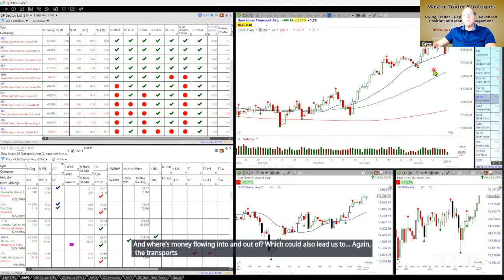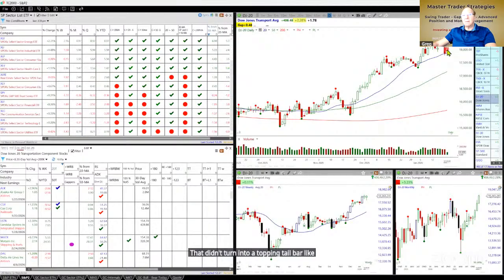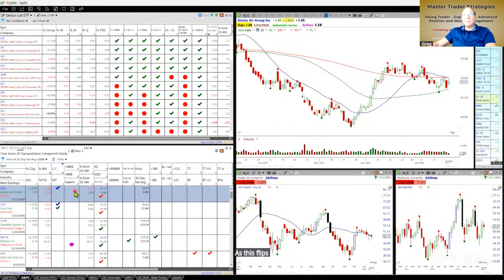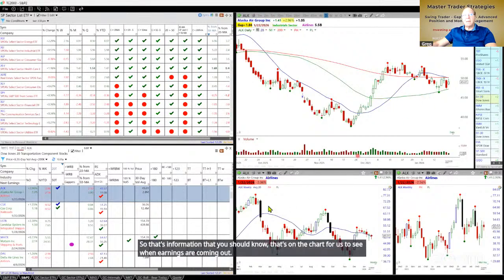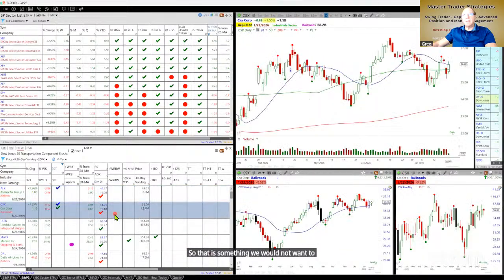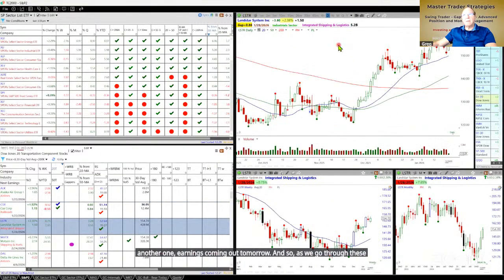And look at the transports. That's live today. That didn't turn into a topping tail bar like the others did. And so you can see there are stocks in here as this flips around. And this has got earnings coming out tomorrow. So that's information that you should know. That's on the chart for us to see when earnings are coming out. So that is something we would not want to participate in. Another one, earnings coming out tomorrow. And so as we go through these, we find what's showing relative strength. And here we go.